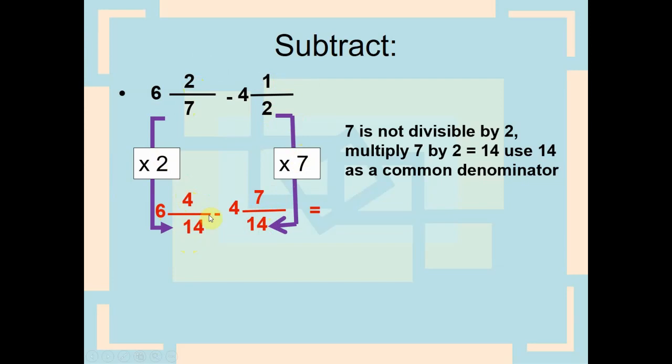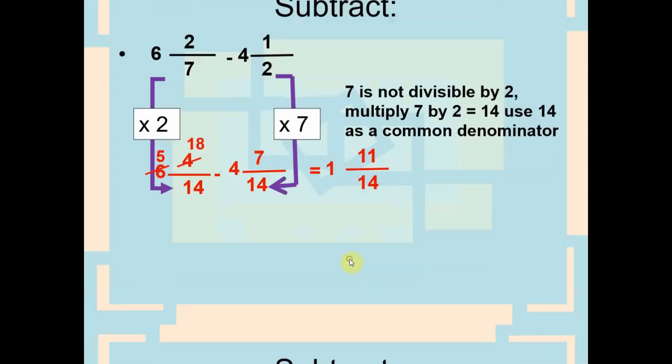Also here, 4 is smaller than 7. We can't subtract them. For that, we borrow 1 from the whole number. Borrow 1 from 6. 6 will be 5, and add 14 plus 4. 14 plus 4 equals 18. Subtract now the whole numbers first. 5 minus 4 equals 1, and 18 minus 7 equals 11 over 14. Then the result is 1 and 11 over 14.